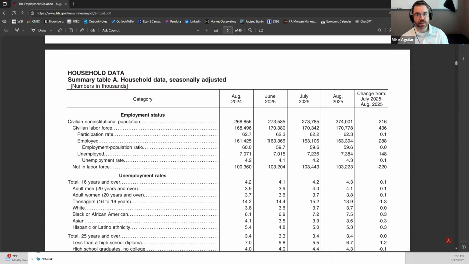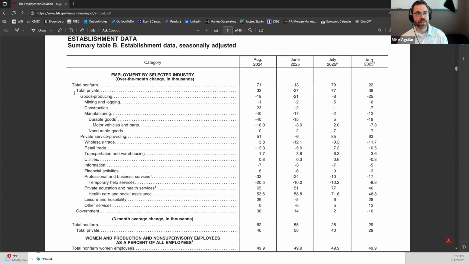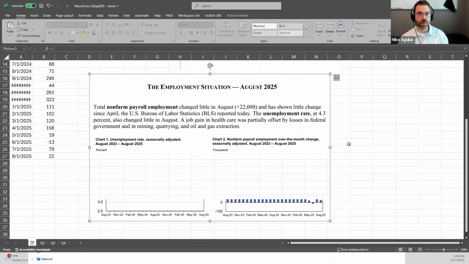In the household data, there's no 22,000 there because this is from the household survey. We're looking for non-farm payrolls from the establishment survey. That's in the second one, total non-farm. Boom. All right, so that's question one, easy from the graph.